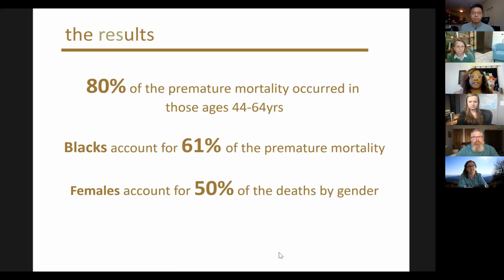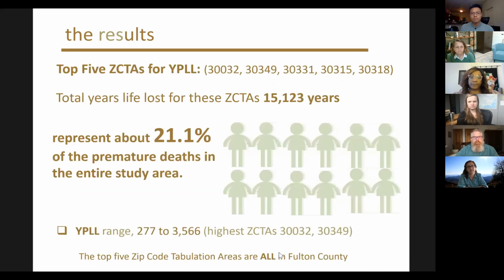Additionally, we found that 80% of the premature mortality occurred in specific age groups, 44 to 64. Blacks accounted for 61% of that premature mortality, and females accounted for 50% of the deaths by gender. There were 5 ZCTAs with the highest premature deaths. The total years of life loss for those 5 ZCTAs was around 15,000 and represented 21% of the premature deaths in the entire study area. The top 5 ZCTAs were all in Fulton County.